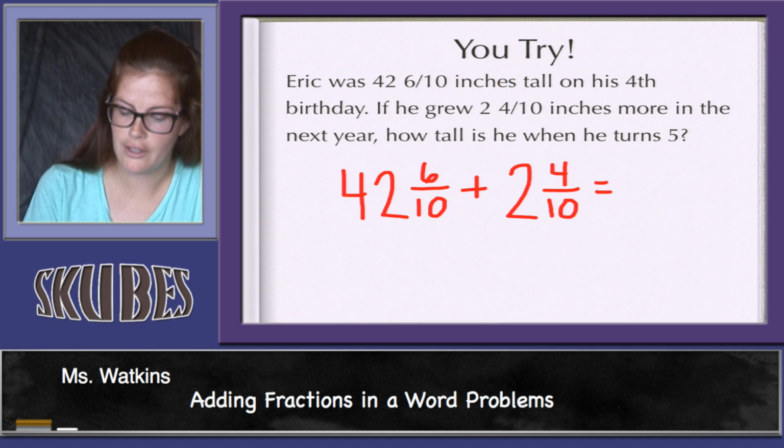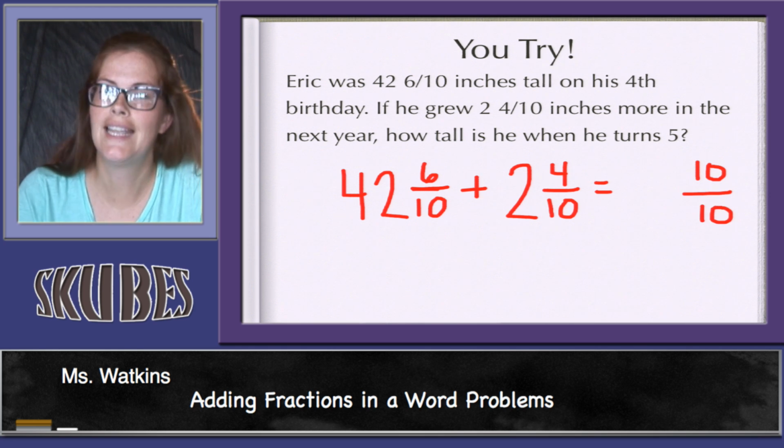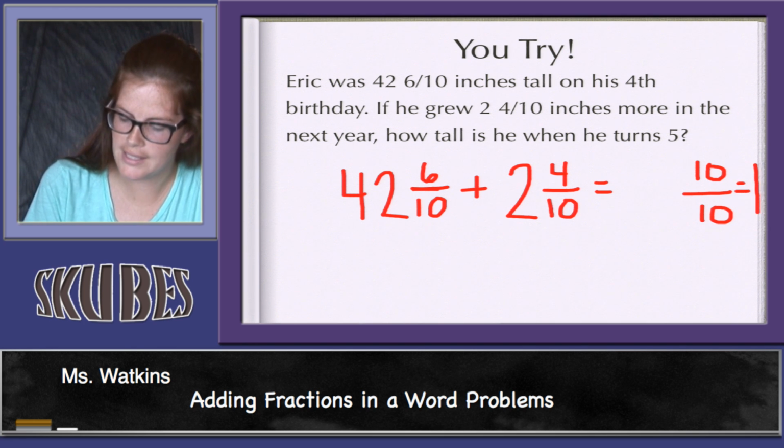So let's start with our numerators. 6 plus 4 equals 10. Our denominators stay the same. Okay, 10 over 10 equals a whole. So we'll put that out to the side.